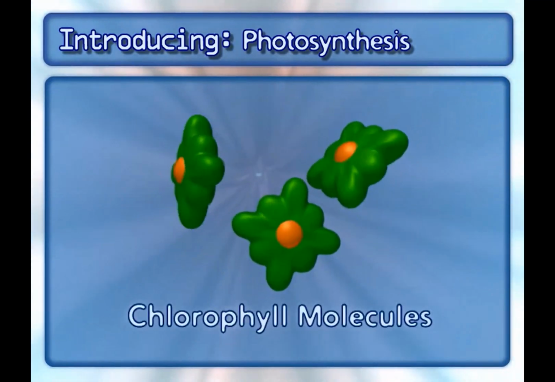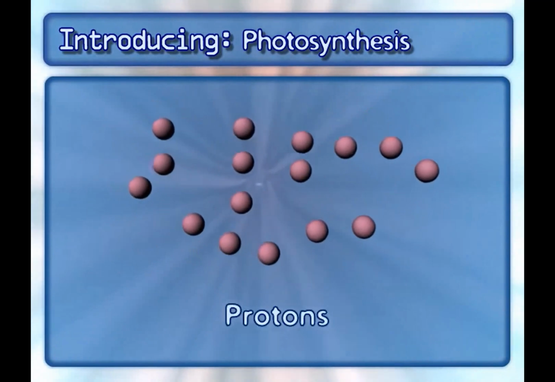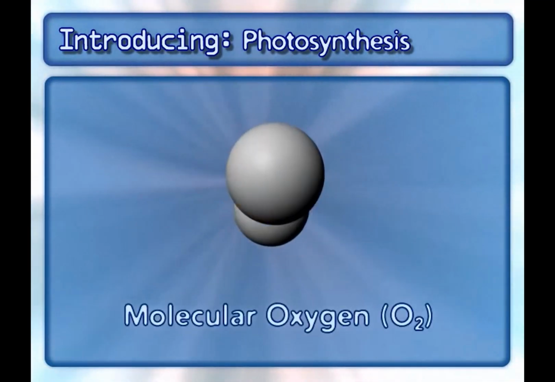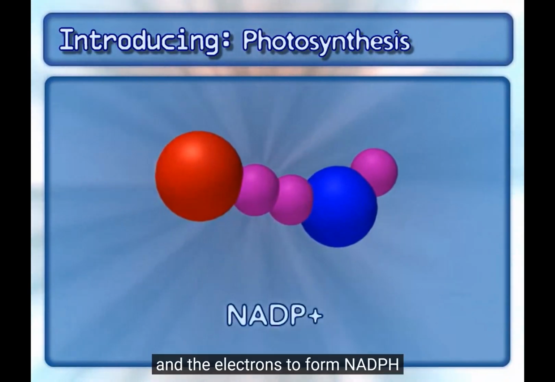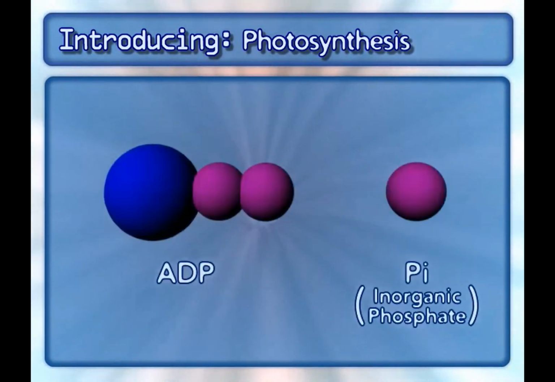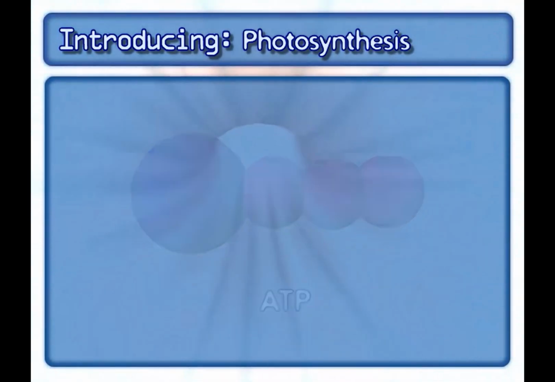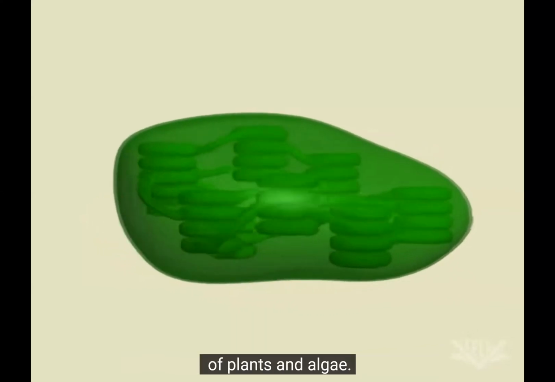chlorophyll molecules, protons, water, molecular oxygen, NADP, and the electrons to form NADPH, and ADP and Pi, which combine to form ATP. Photosynthesis occurs in the chloroplasts of plants and algae.